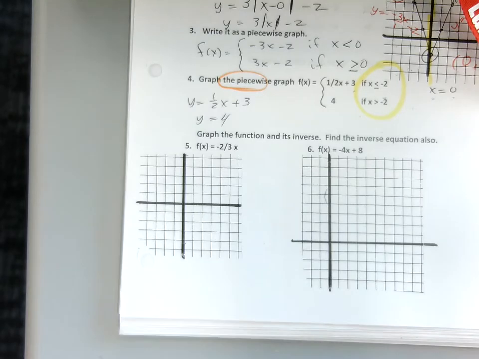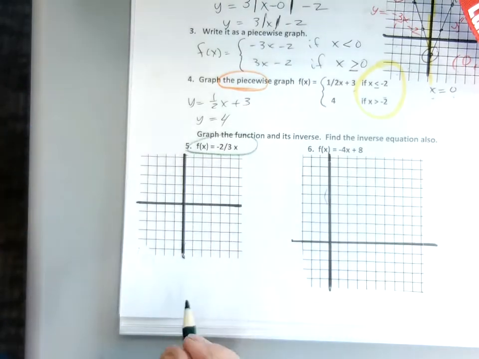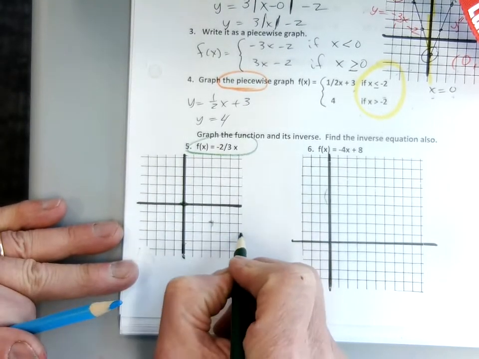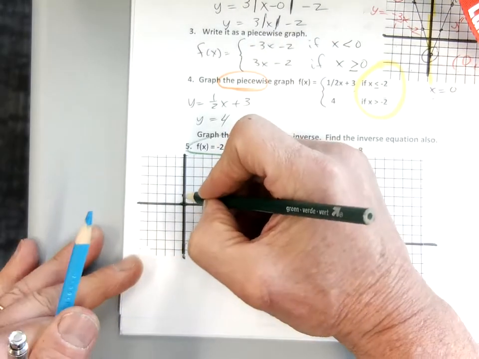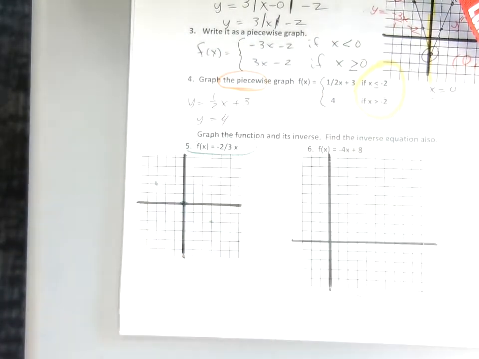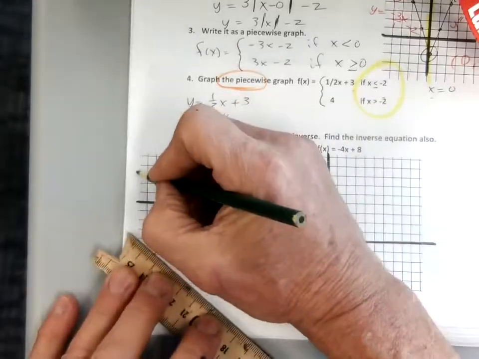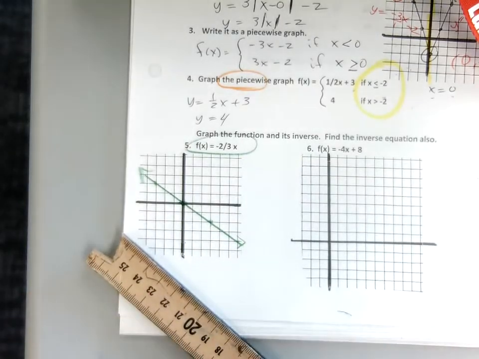So let's see. What do I have for colors? I need to sharpen my pencils. Blue, and how about green? Blue and green will work. All right. So I'll put the original in green, start at 0, down 2 over 3, down 2 over 3, 2, 3, right? So there's my function. There's f of x, right?